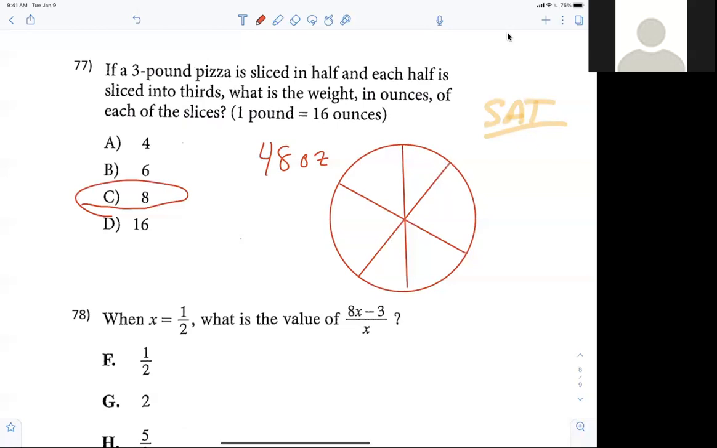Even though my slices aren't exactly the same. All right, so we could have just divided by 6 right off the bat. But that's excellent. Very, very good. Is everybody happy with that?